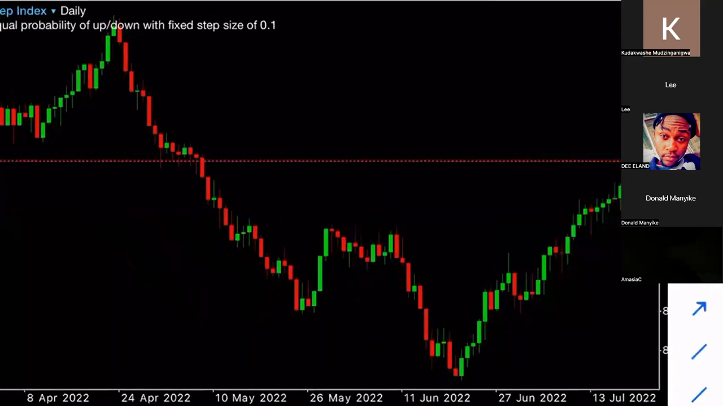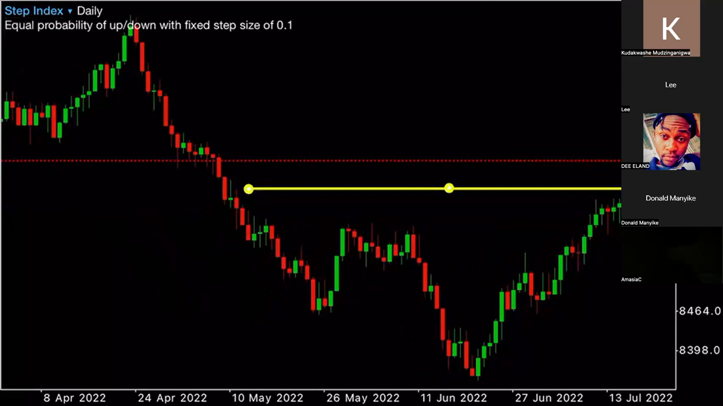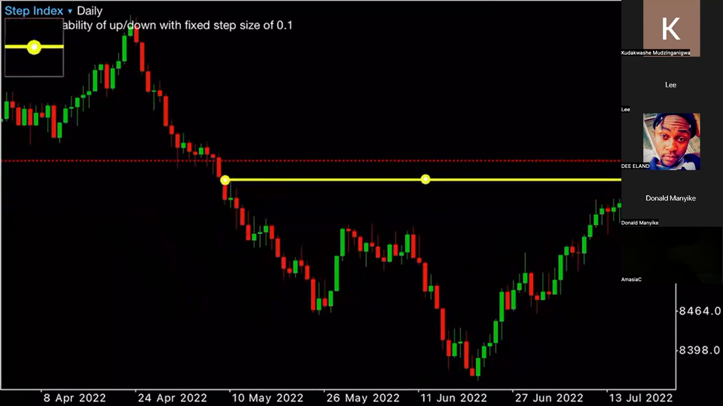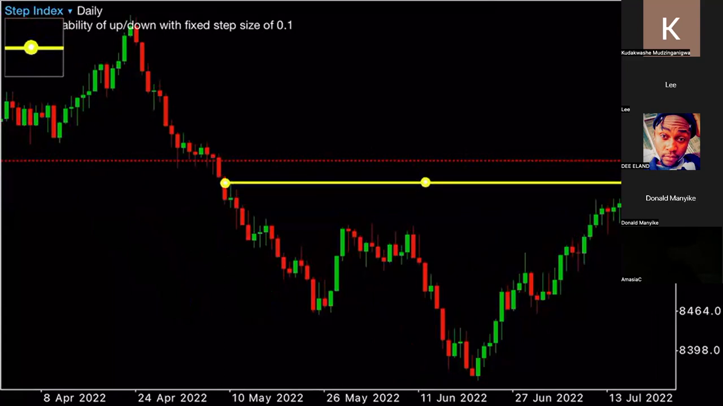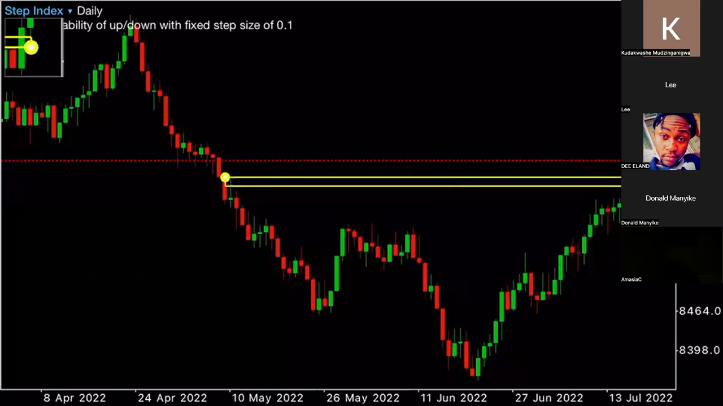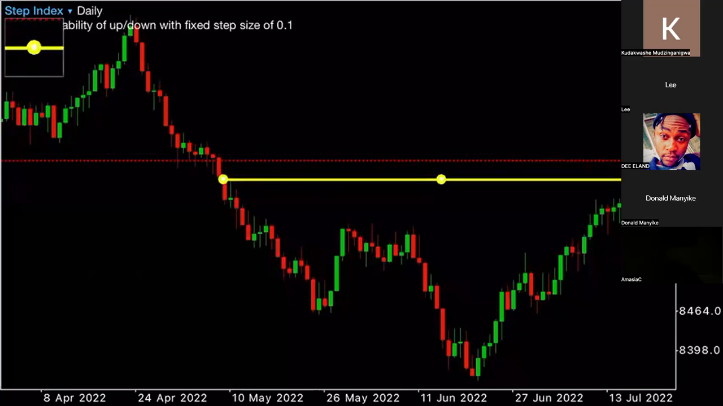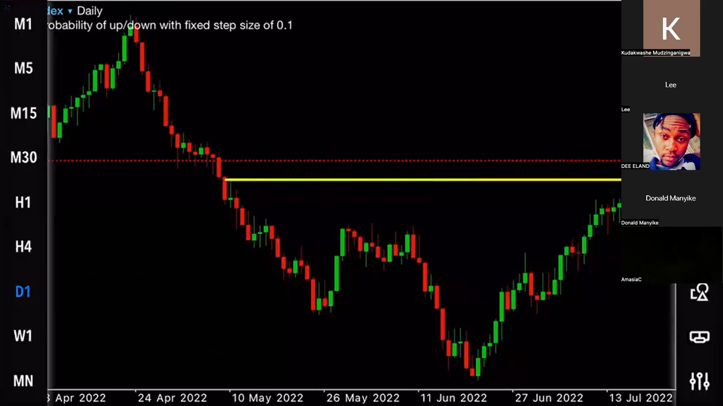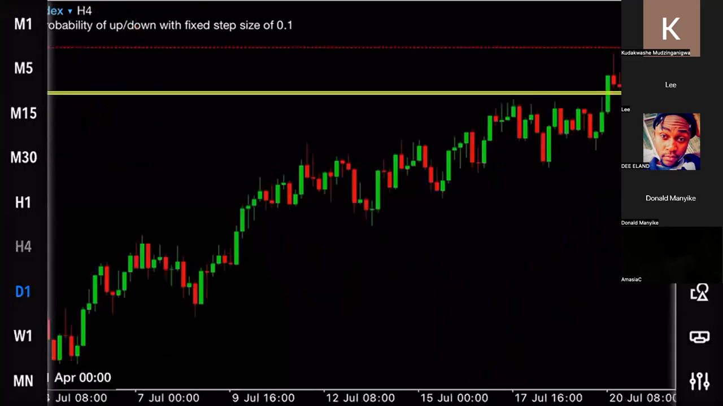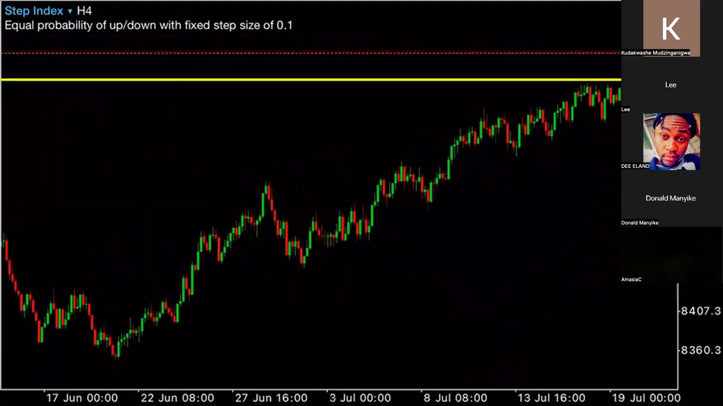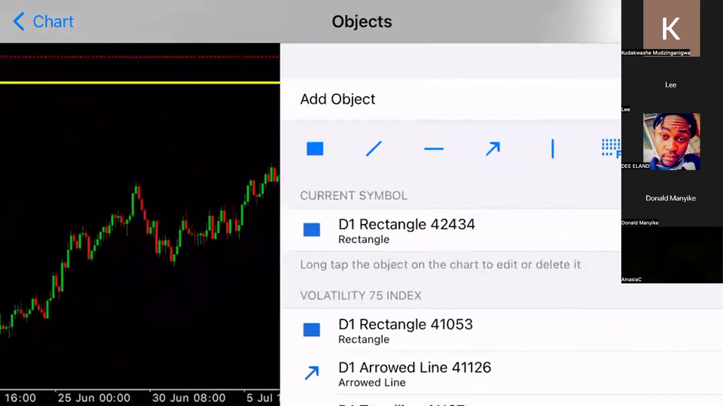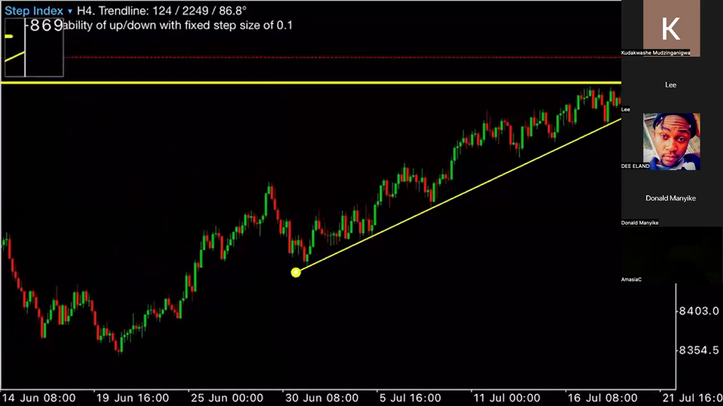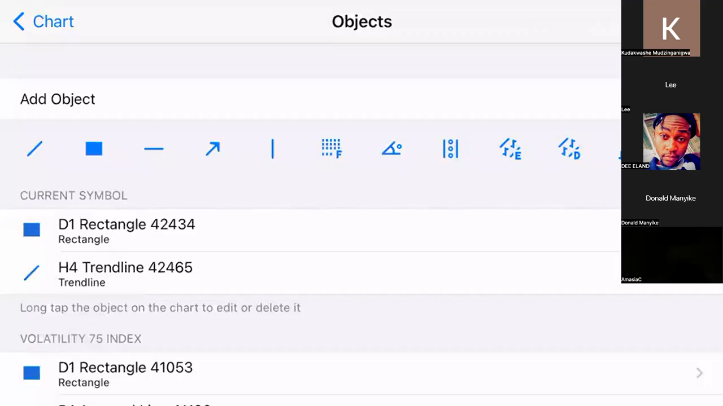We want to deal with the current structure, right? So let's say I want to take this order block, so I mark this order block. As we can see, price is now trading above the order block, but let's see the kind of pattern that we are having on step index. Step index has been correcting.